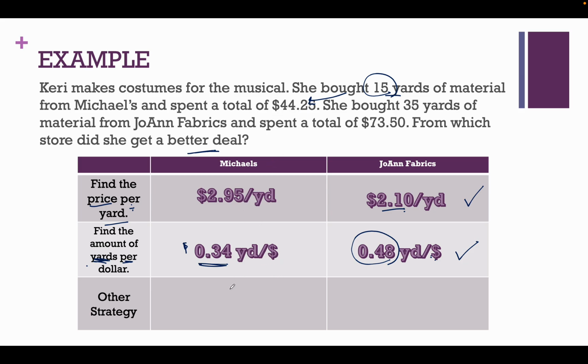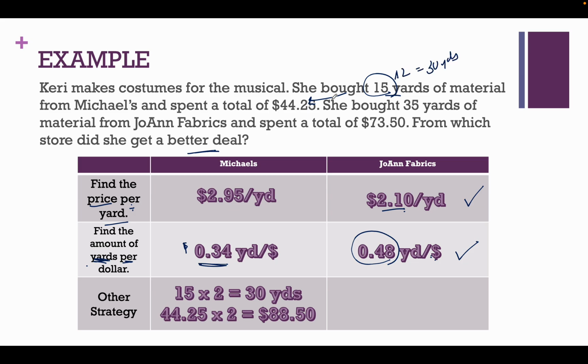Another strategy is to look at the fact that it's 35 yards from Jo-Ann's for $73.50. If we double the amount that she got from Michaels, so 15 times 2 for 30 yards, and then double the price, $44.25, you can see that 30 yards at Michaels actually costs more than 35 yards at Jo-Ann's. So that's not going to be as good of a deal because it's more money for fewer yards.